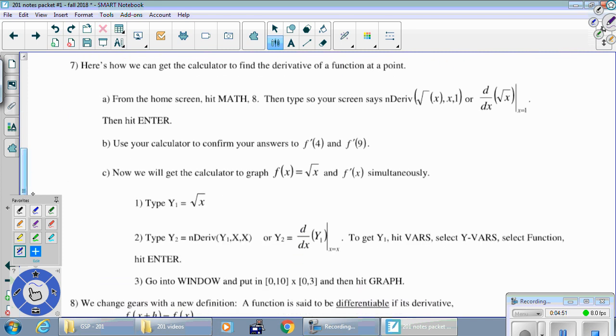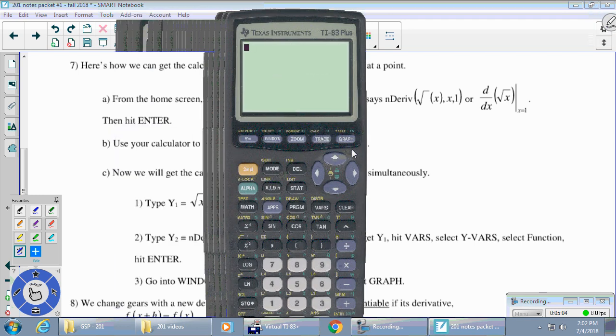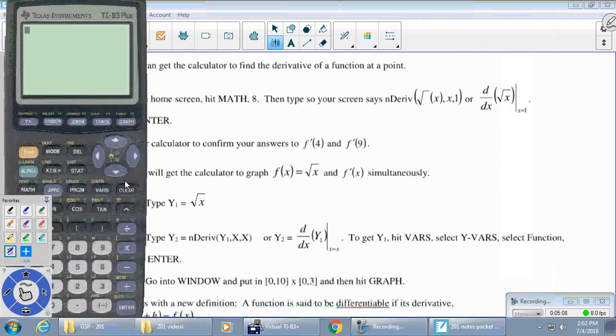Okay, number 7, the calculator can help us in a limited sense find derivatives. It can handle derivatives at a given point. Here's how we do it. My operating system on this calculator is one of the older ones, so if you have one of the newer ones, it'll look a little bit more user-friendly than what I'm going to do here.